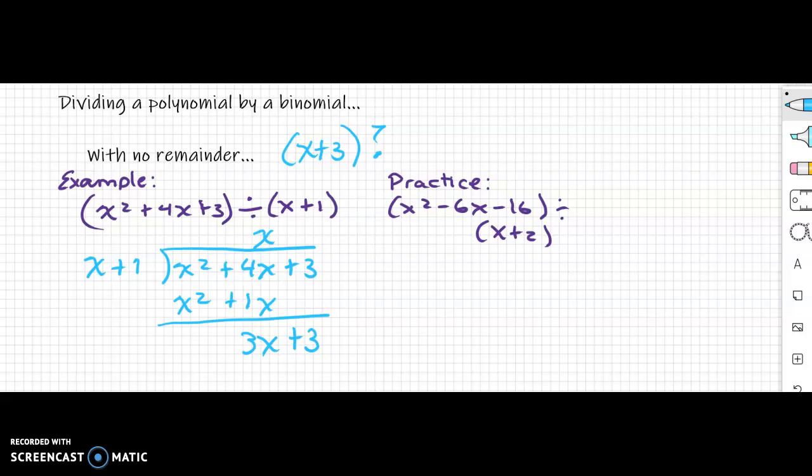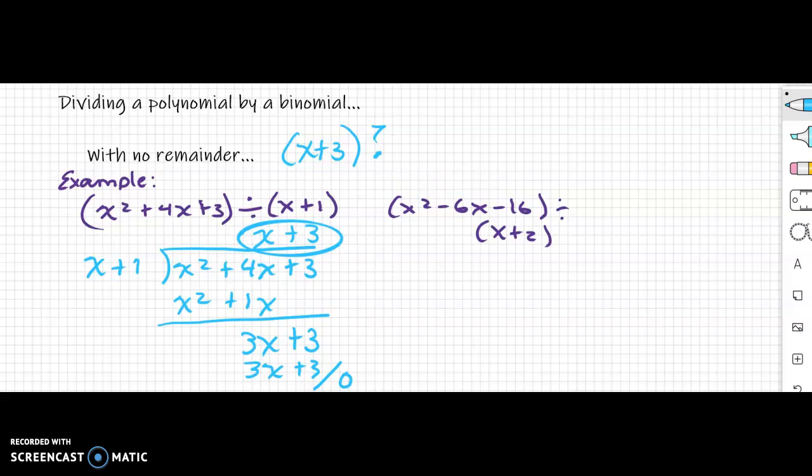Then I'm going to do the same process. How many times does x go into 3x? It goes 3 times. So 3 times x is 3x, and 3 times 1 is 3. I subtract and I get 0. So in fact, my answer was x plus 3. And one of the tricky things in here is about lining it up.